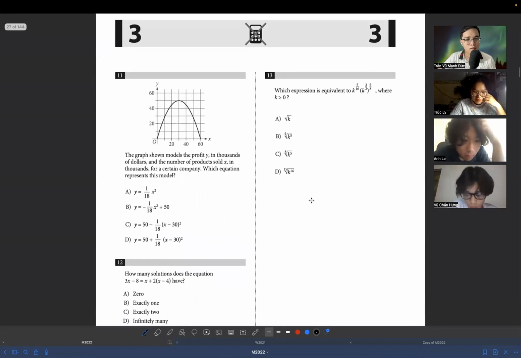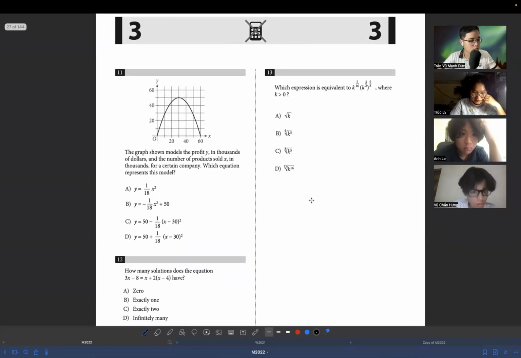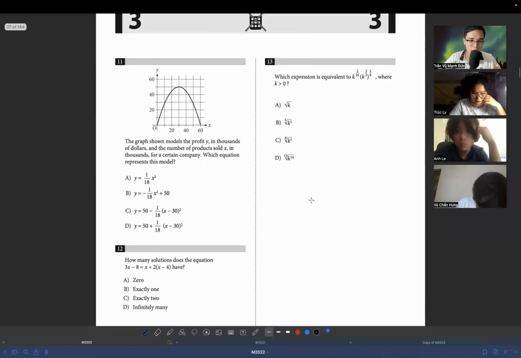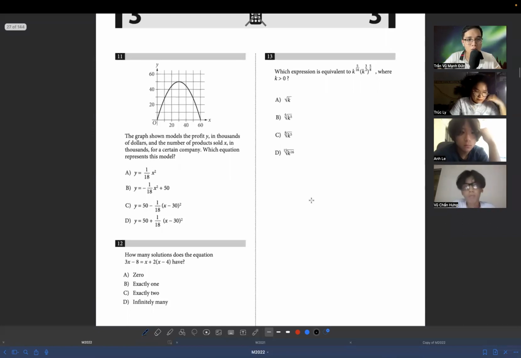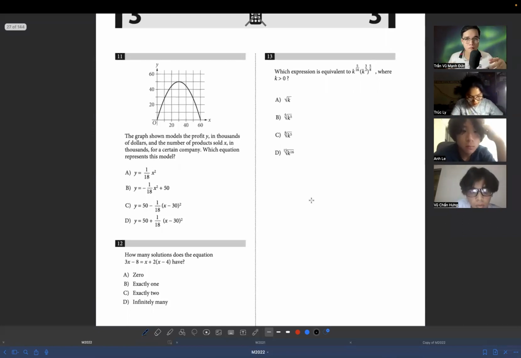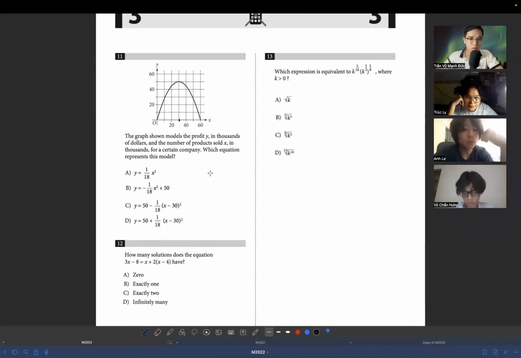Next one is the graph showing profit models. Let's see if we can walk through these questions quickly, because I have some very good questions at the end. Which equation represents this model? This is a quadratic equation, but the options look unfamiliar.